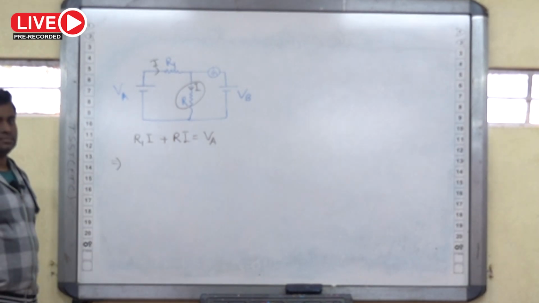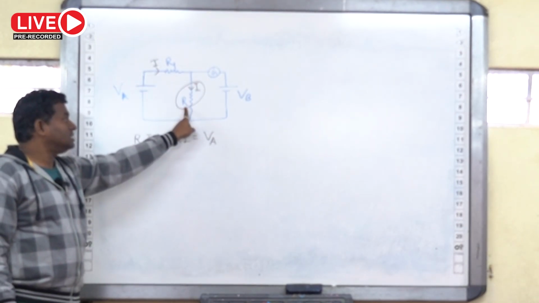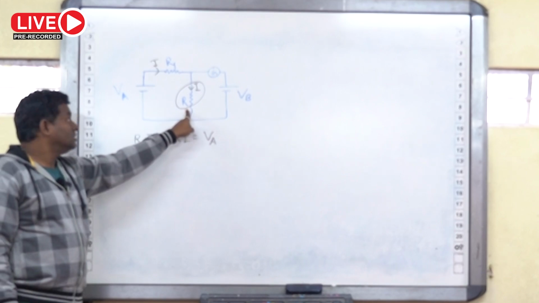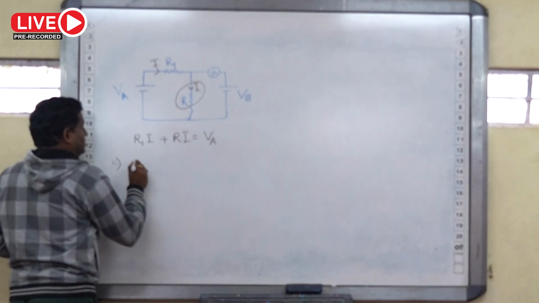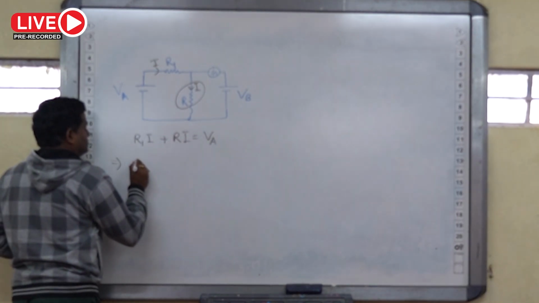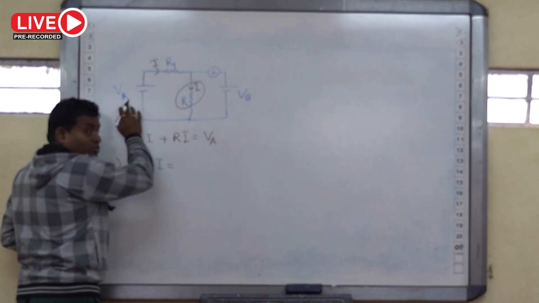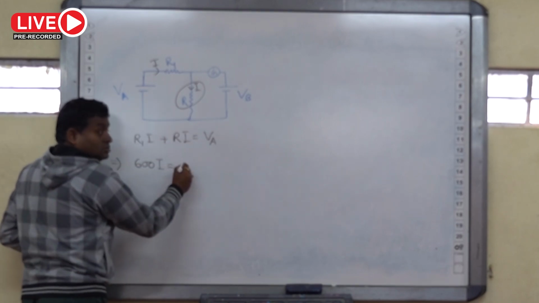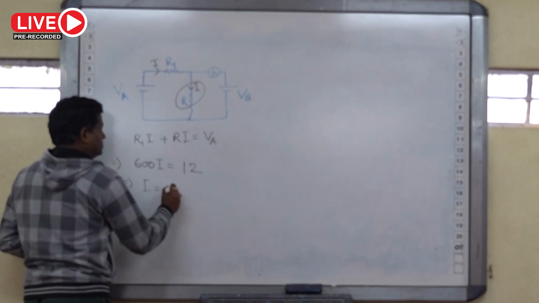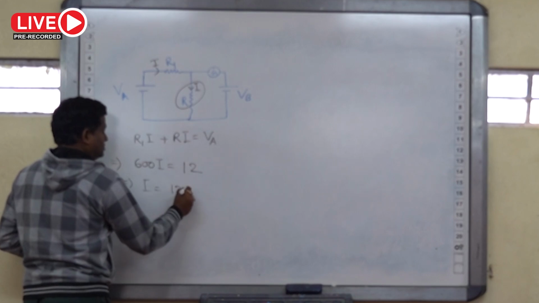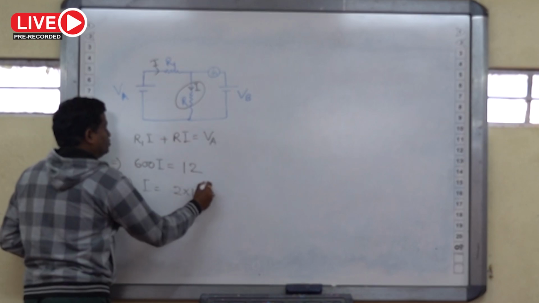Calculate. This one is given 500, this one is 100. So 500 plus 100 means it will be 600 I. This battery's voltage is 12 volt. So I will be 12 by 600, so this will be 2 into 10 to the power minus 2 ampere.